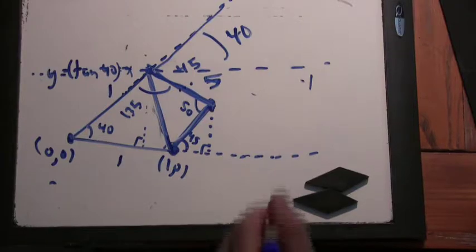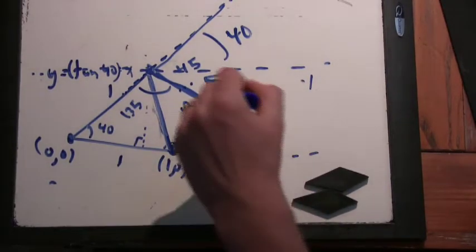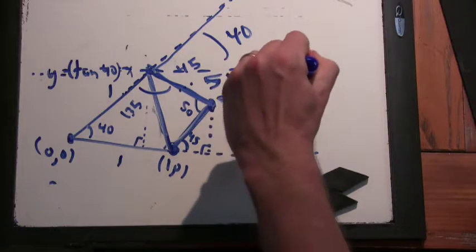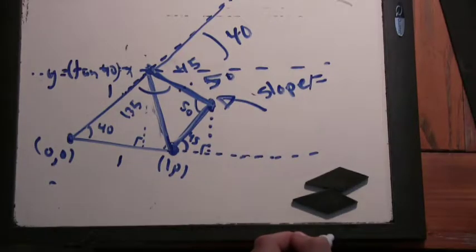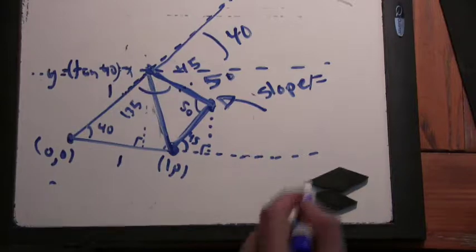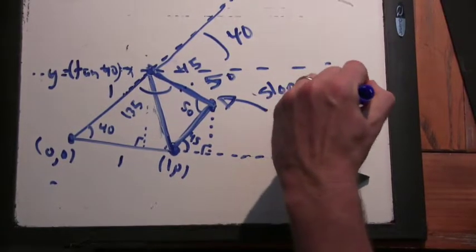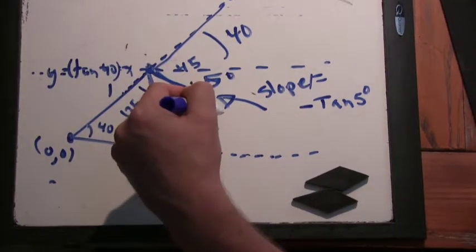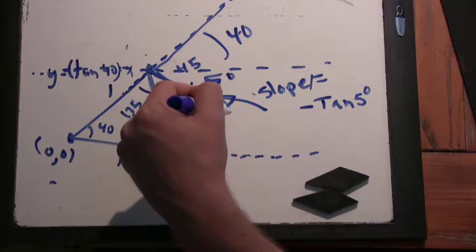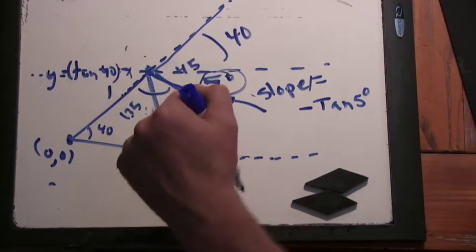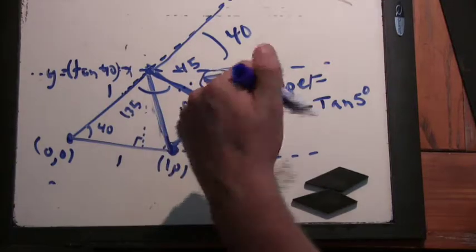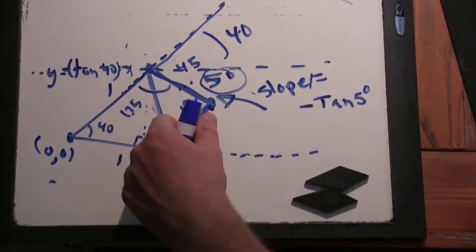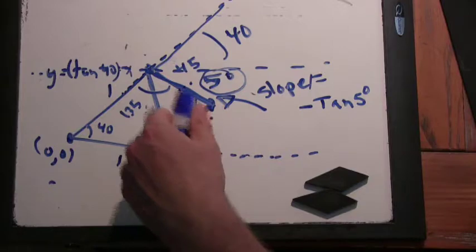So what's the slope? So it's tangent of 5, or I guess negative tangent of 5. Okay, minus tan of 5. Tangent of the angle gives you the slope. In this case, the angle is minus 5. So you could say minus tan of 5 or tan of minus 5. Either way. And you know a point.